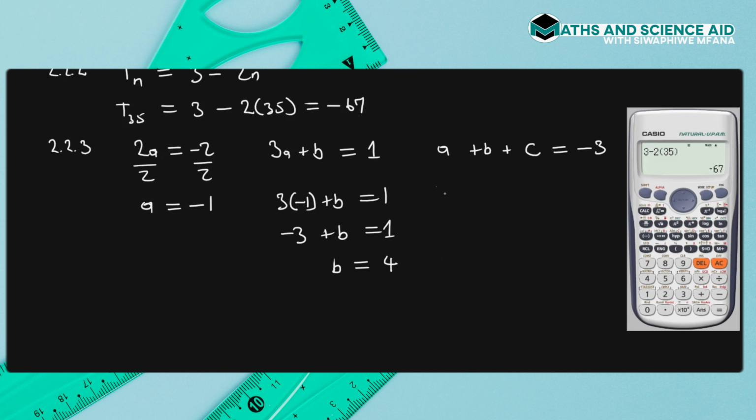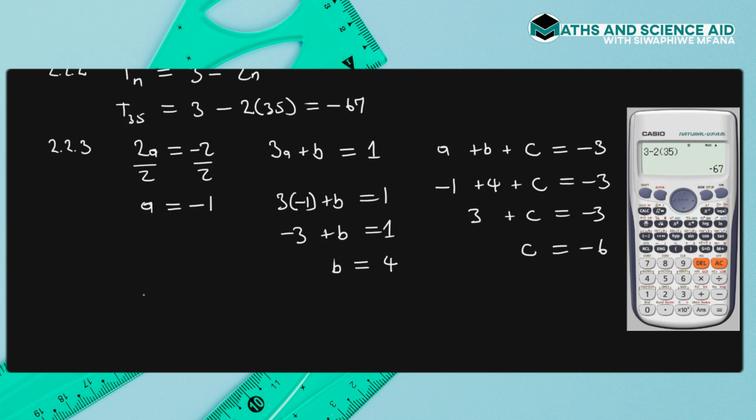And now we can substitute in the values of A and B into this equation in order to solve for C. So -1 plus 4 is 3. Therefore, C is going to be equal to -3 minus 3, which is equal to -6.